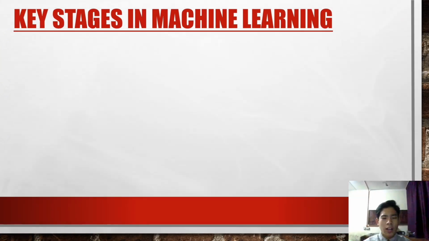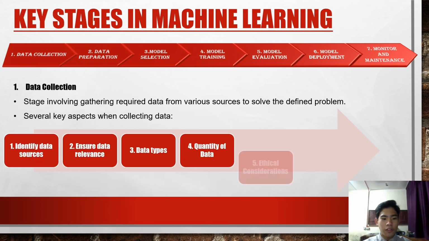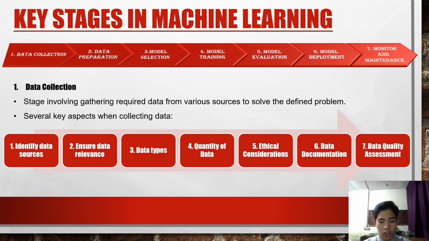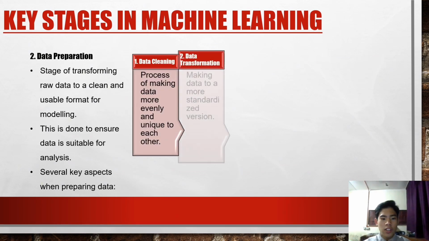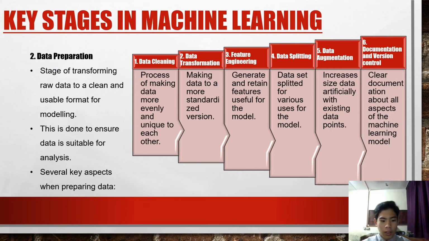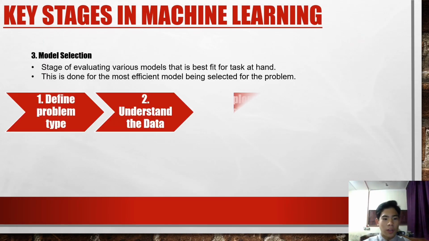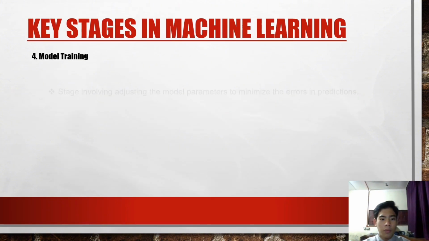Alright, so first off, the first diagram shows the key stages in machine learning and the first step is the data collection. The diagram below it shows the key aspects for it. Next up, we have the data preparation. This is to transform the raw data into a usable format for the model and the right side is the key aspect for it. Next up, we also have the model selection and the diagram below it shows the key aspects for the model selection. Next up, we also have the model training.